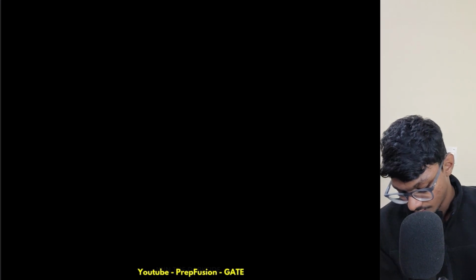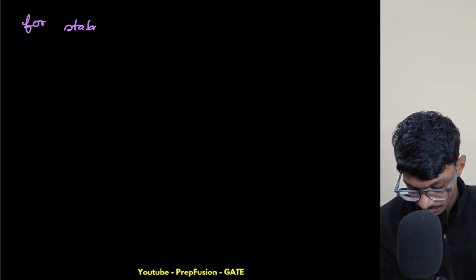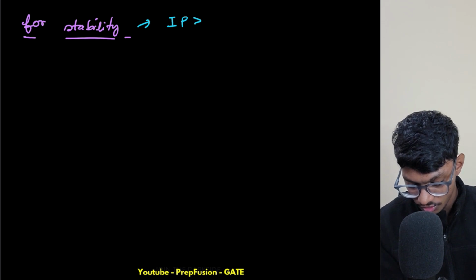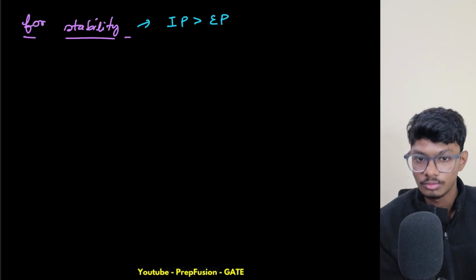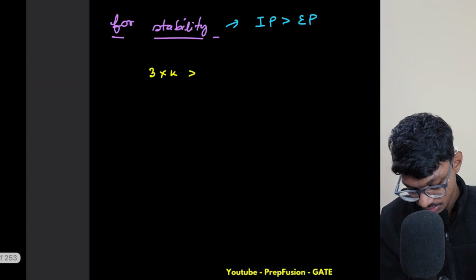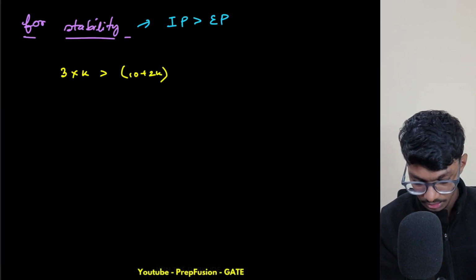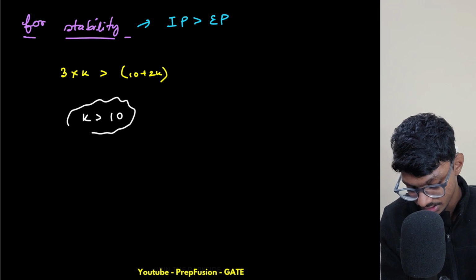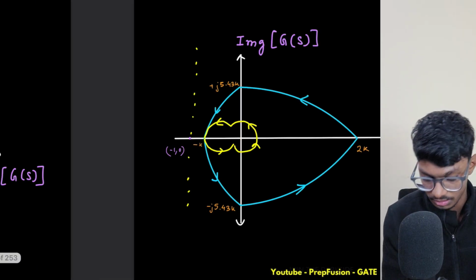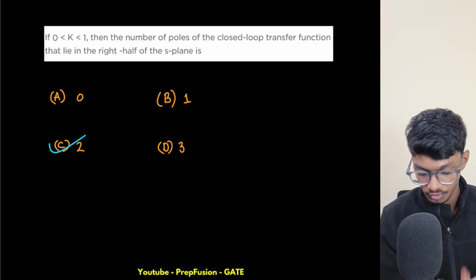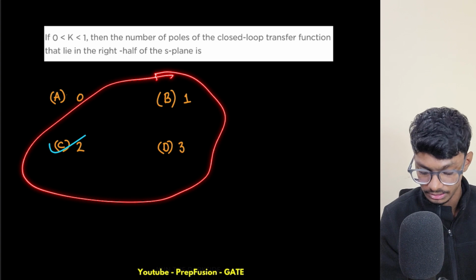So for stability, my internal product should be greater than the external product, right? So if this is greater than 10 plus 2k, then k is greater than 10. So for k greater than 10, the system will be stable, but the range given is between 0 to 1. K is never going to 10, never going greater than 10, so it will always be unstable. So definitely there will be some poles on the right hand side of my S plane, so this option is eliminated.